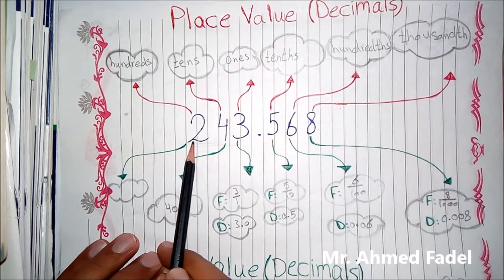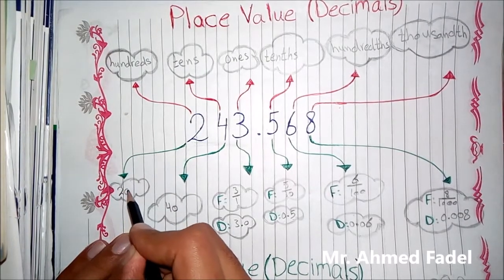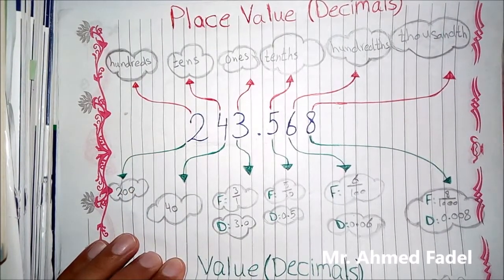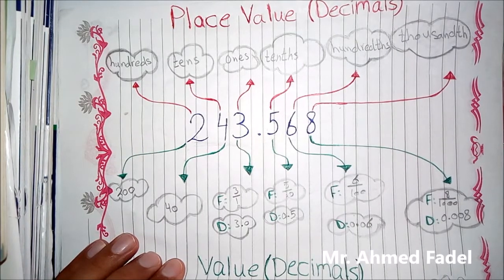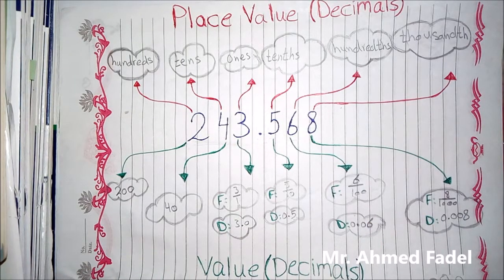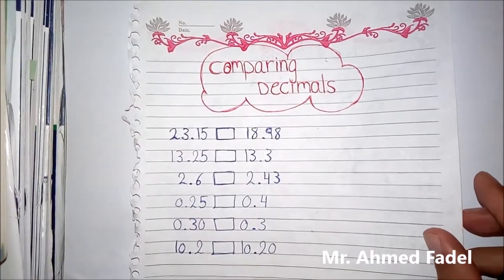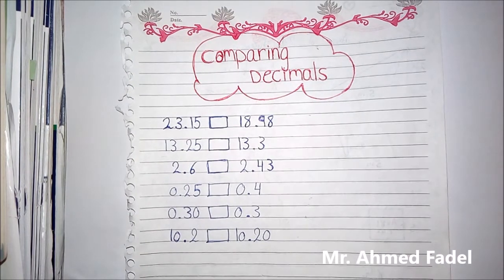What's the value of the 2? It's 2 hundreds, 200. Which is as a fraction? 200 over 1, and as a decimal, 200.0. Very good. Now you understand the place value of decimals. We're going to move to another thing right now, which is comparing decimals. How can we compare decimals?